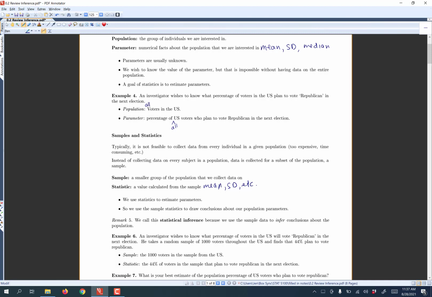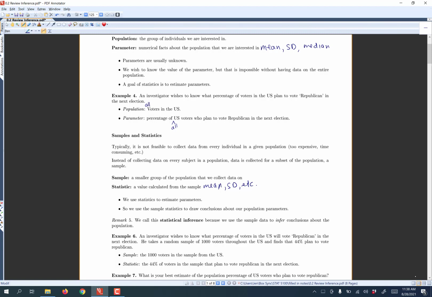So an investigator wishes to know what percentage of voters in the US will vote Republican in the next election. Again, he takes a random sample of 1,000 voters throughout the US and finds that 44% plan to vote Republican. So the sample will be that 1,000 voters that he looked at in his sample. And the statistic will be the 44% in the sample that plan to vote Republican in the next election.